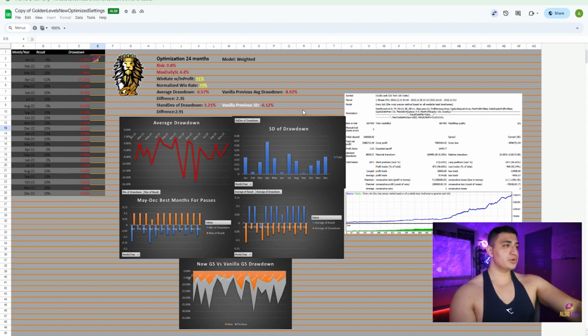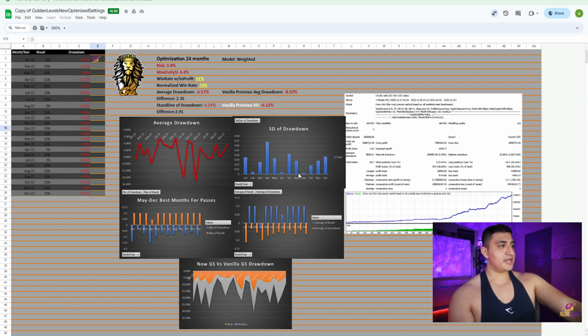So we took the standard deviation of drawdown per month. Which months was the drawdown very deviated from the norm? So you can see here that April was a month where you typically saw a huge deviation from the average.